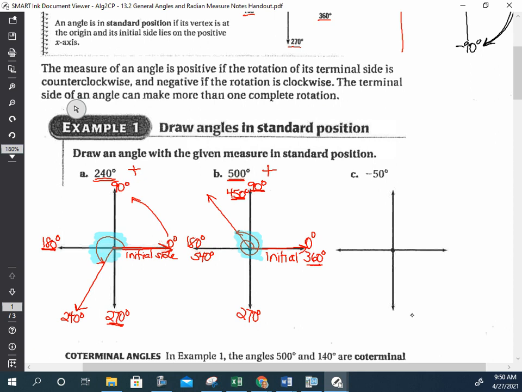Any questions on A or B, before we do an example of a negative angle? Make sure your angles look like my angles.